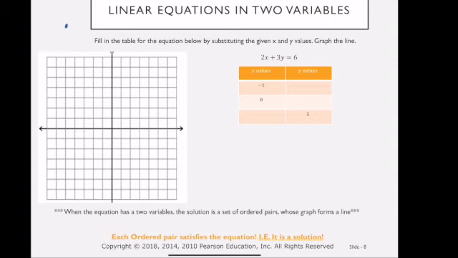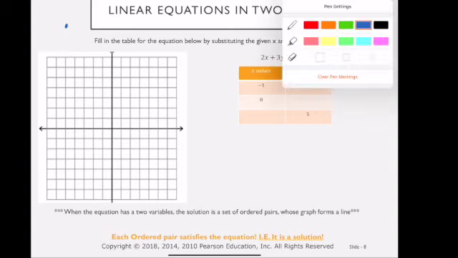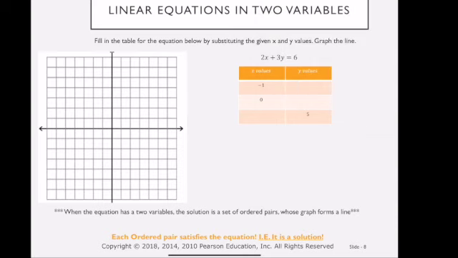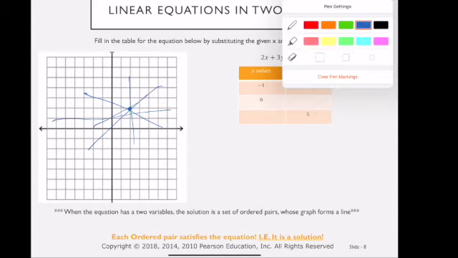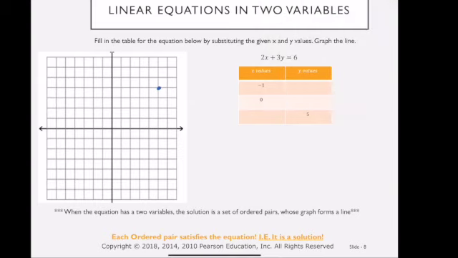So if I only had 1 point, how many lines could I draw through that? I could draw infinitely many lines through that 1 point. But if I have 2 points, there's only one possible line I could draw through those 2 points, right? One possible straight line, and that's what a linear equation in 2 variables is.